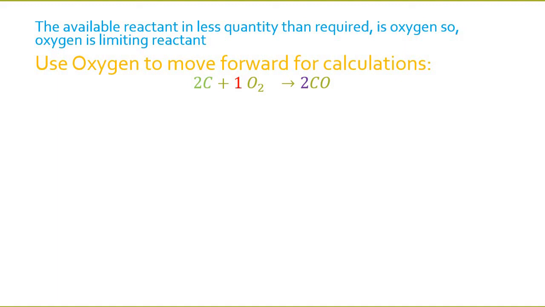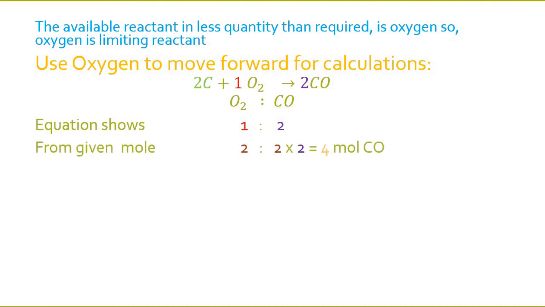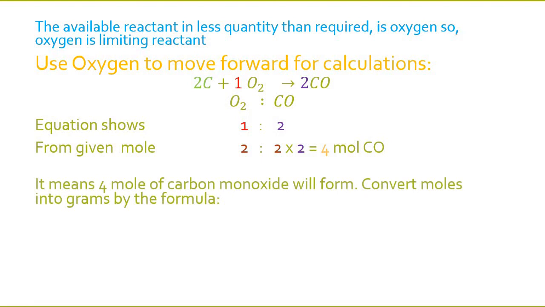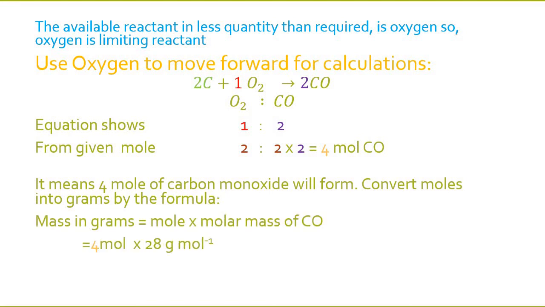Consider the equation. The equation shows that 1 mole of O2 gives 2 mole of CO, and 2 mole gives 4 mole of CO. It means 4 mole of carbon monoxide will form. Convert mole into grams by the formula: mole times molar mass of CO. Mole 4, molar mass 28. Answer is 112 gram of CO.